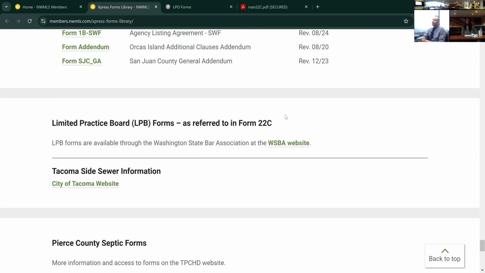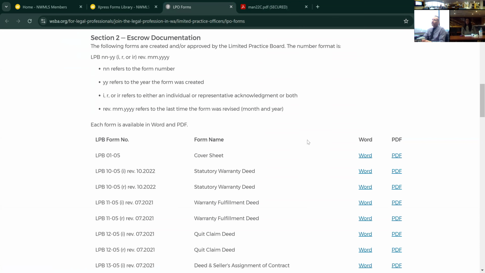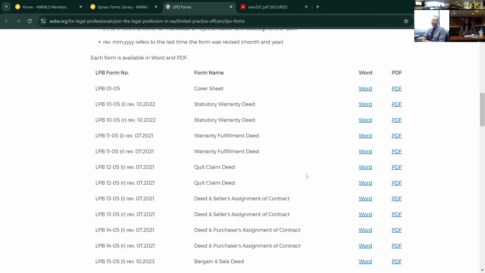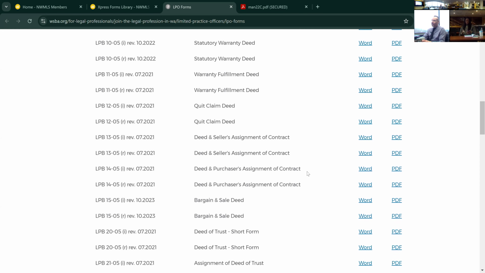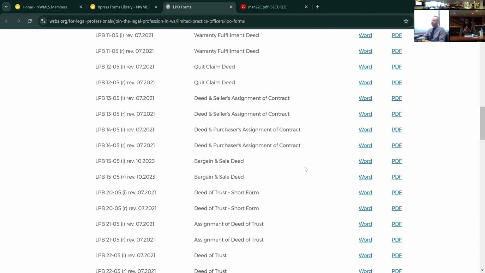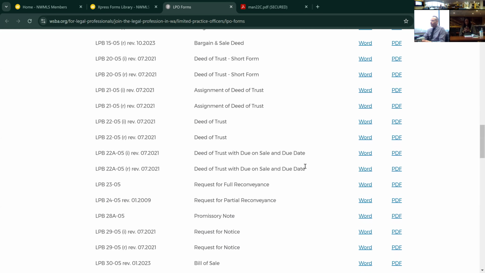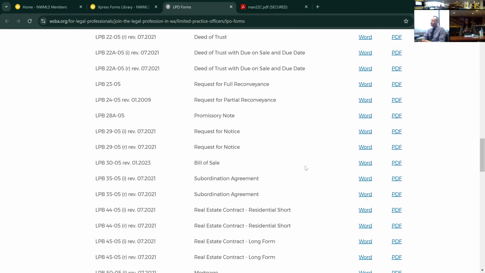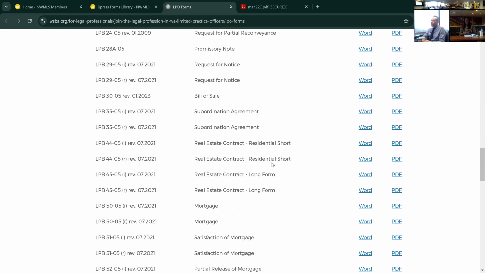Loan practice. So this is the escrow documentation. You've got the cover sheet, statutory warranty deed. These are all like the blank documents needed to do all that. But let's see, where is the, oh, there's real estate contract, long form, short form.